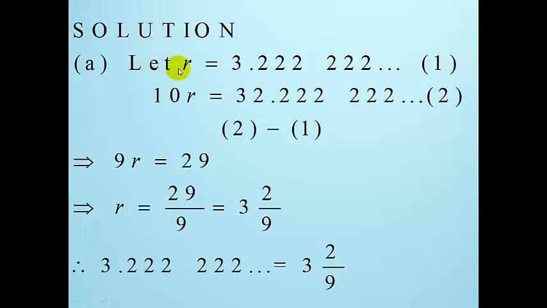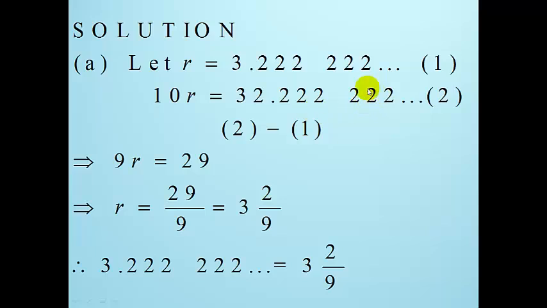Solution: let r be equal to 3.222222. This is the question we are given. So let r be equal to that decimal fraction. Let this be equation 1. Now we multiply the left by 10, and so we have 10r, and this is equal to 32.222222, because we have also multiplied the right by 10. Now we can see the recurrence of the decimal, that is 22.